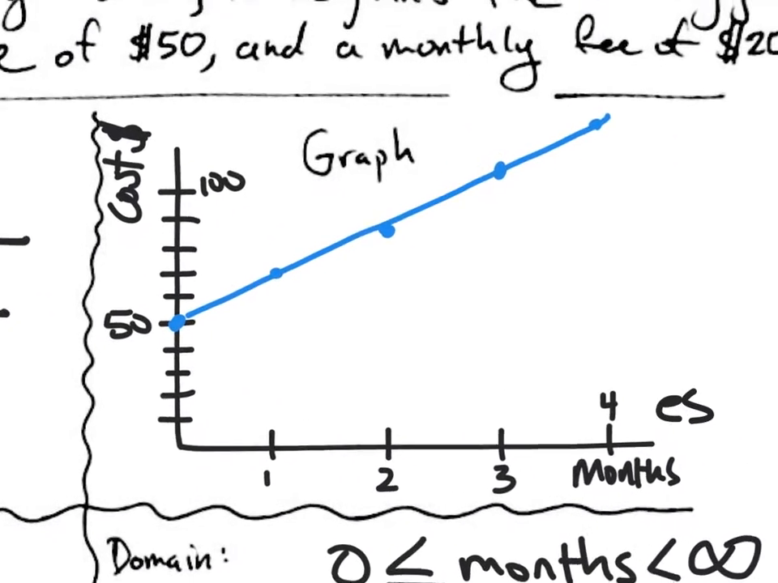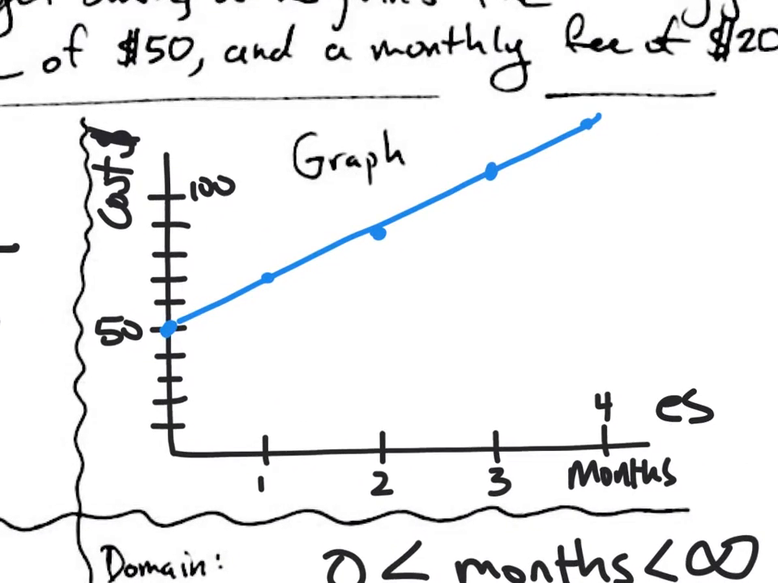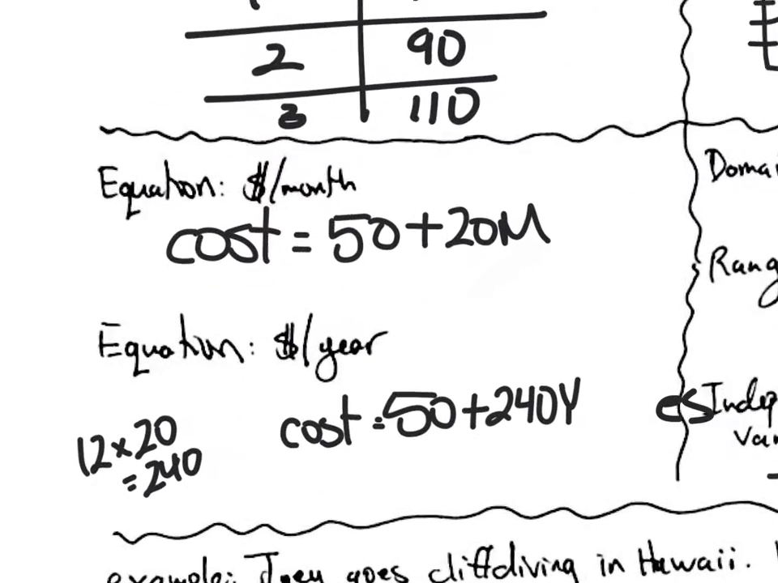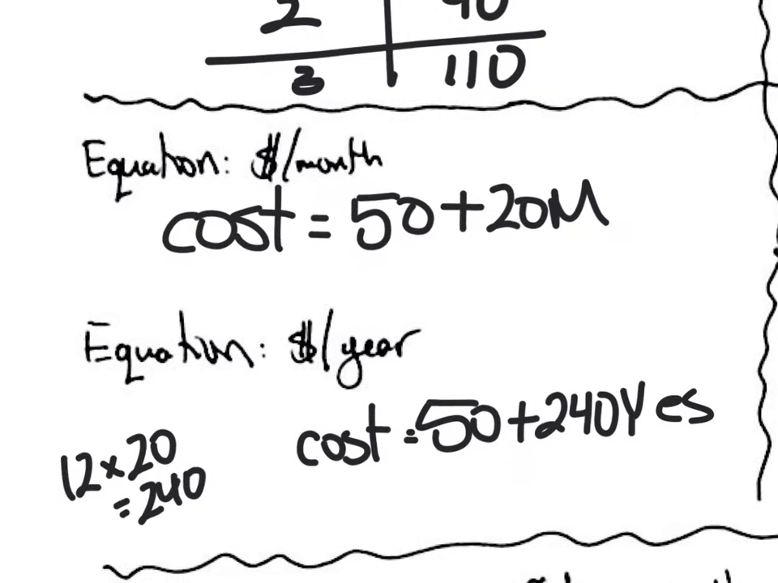If we were to graph that, it would look something like this, where here's months and here's cost in dollars. And so at 0 months, we had $50. I essentially just plotted the points in the table off to the left. It'd be this nice straight line. Obviously, the more time he goes to the gym, the more diluted that initiation fee becomes.